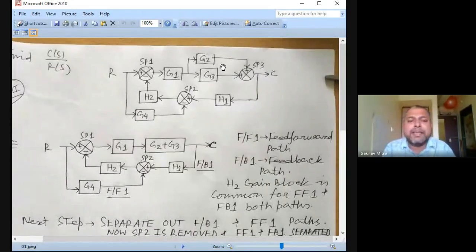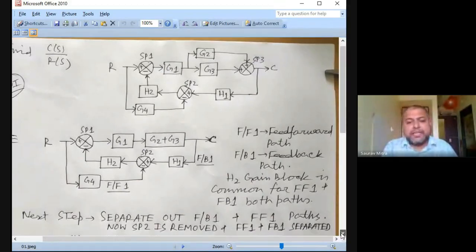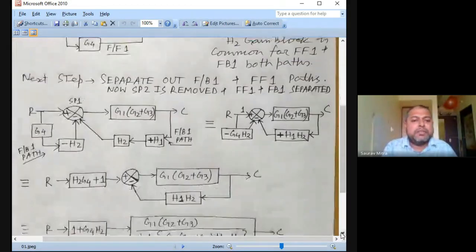This G2, G3 both are additive form, so they are parallel gains, so it becomes G2 plus G3 multiplied with G1. So you're finding that in the forward path, it is G1 into G2 plus G3. So here also in the forward path, G1 into G2 plus G3. Feedback path, it is H1, H2 and negative feedback.